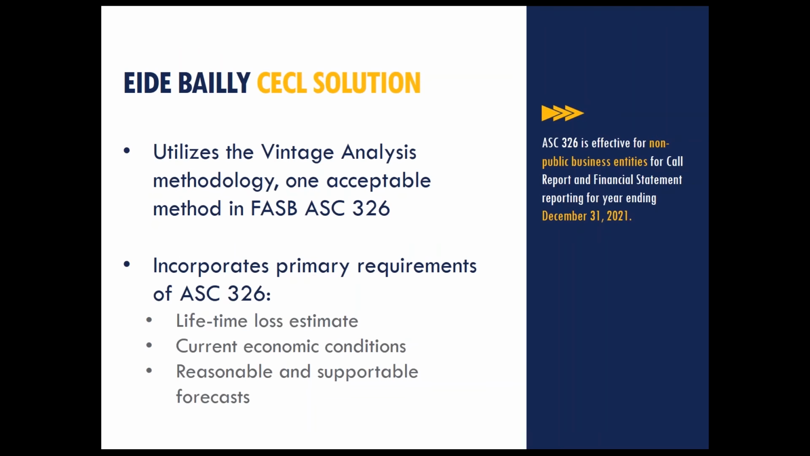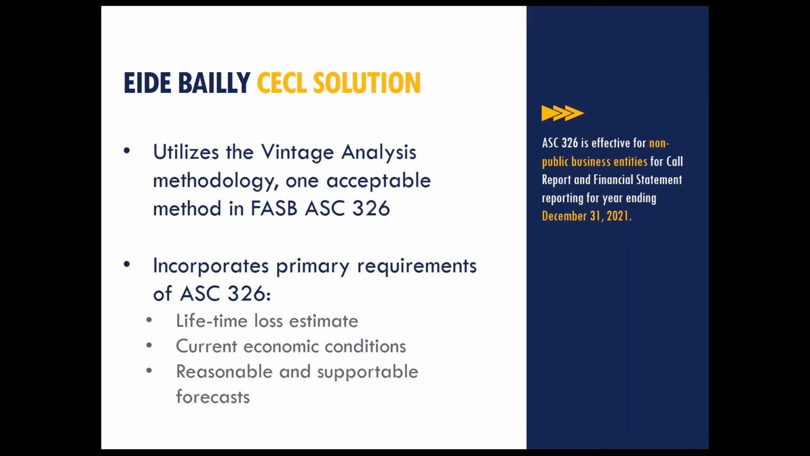In June of 2016, FASB issued Accounting Standards Update 2016-13, Financial Instruments Credit Losses, which revamps the allowance for loan losses methodology. The new standard requires a new methodology referred to as the Current Expected Credit Loss Model, or CECL. This is a change from the existing methodology, commonly referred to as the Incurred Loss Model.